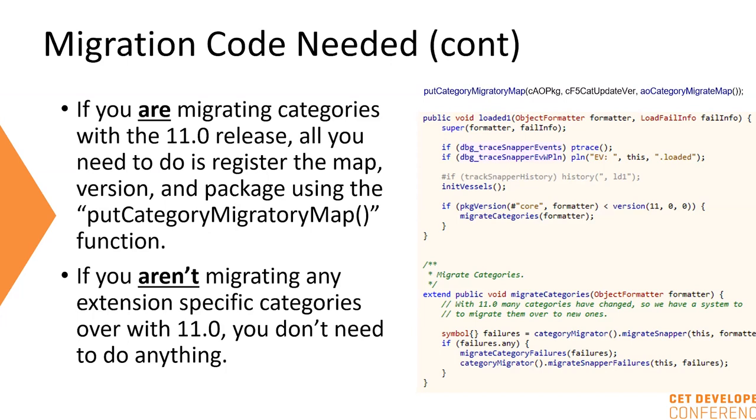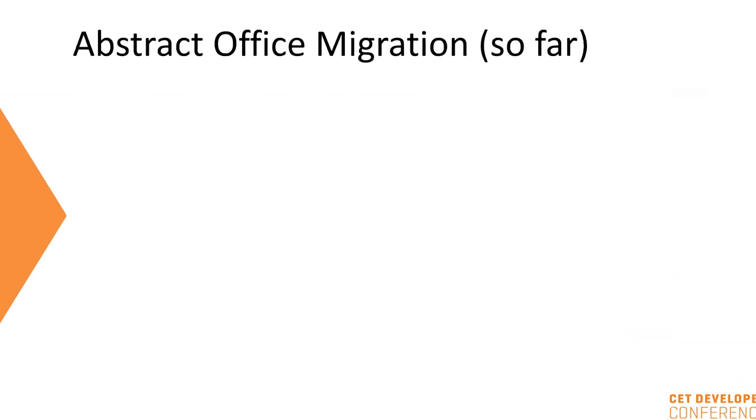And you can see that migrate categories method on the Snapper, what it's doing there. All right, so I'm going to go over a bit on the migration of Abstract Office, what's coming in 11.0.